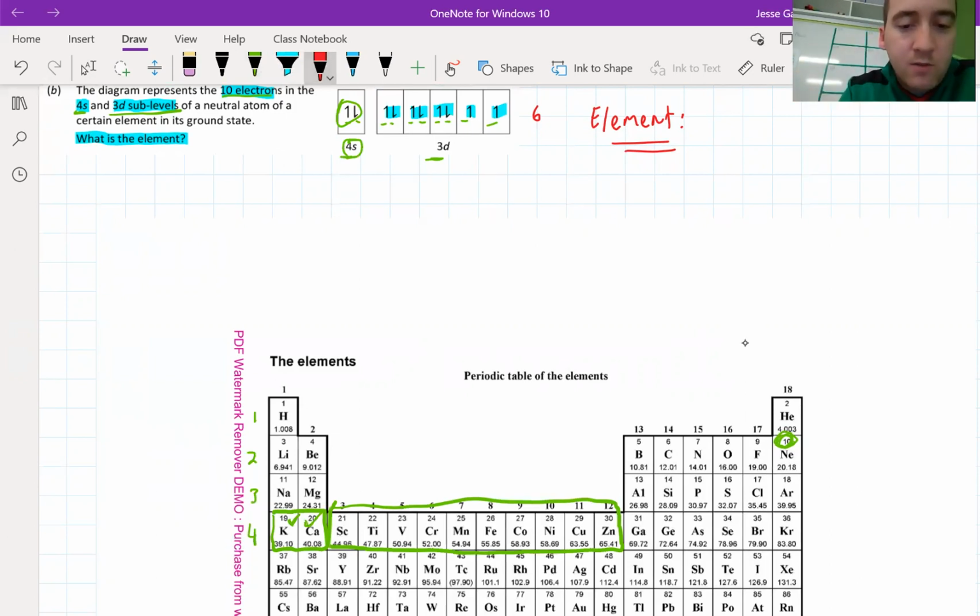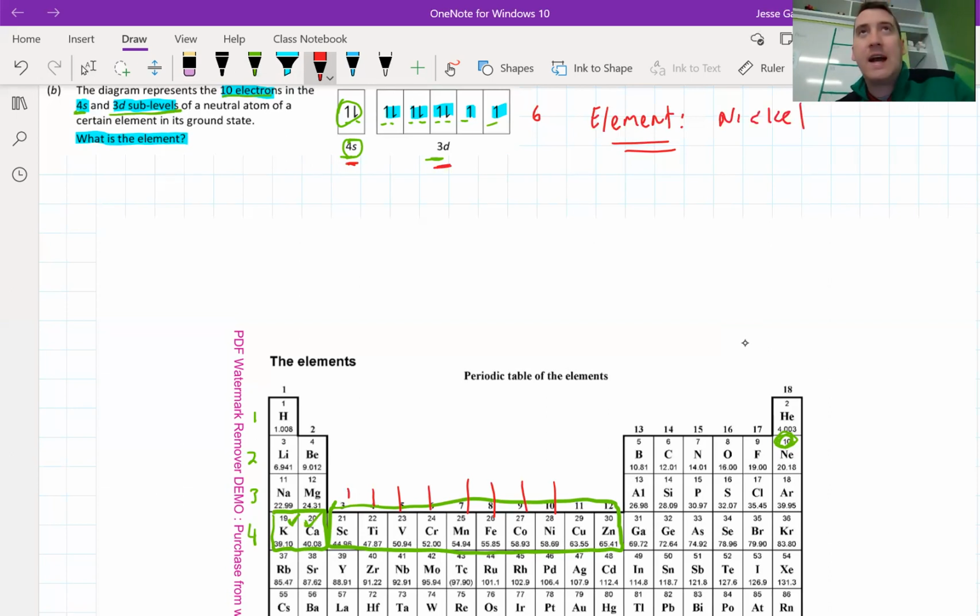So what we've got to do is find out which one of these is the 8th element in the 3d block. So that would be 1, 2, 3, 4, 5, 6, 7, and 8. So the element here, which has this configuration with electrons in the 4s and the 3d sublevels, with 8 electrons in the 3d sublevel, is going to be nickel. So the correct answer here was nickel.